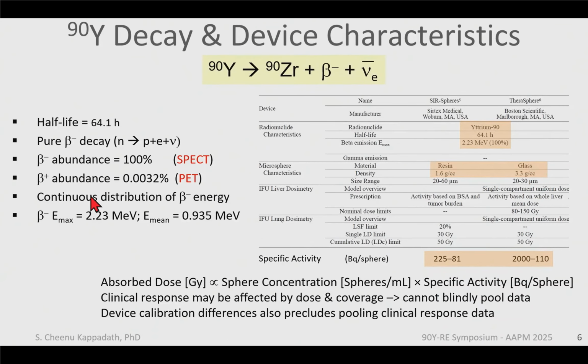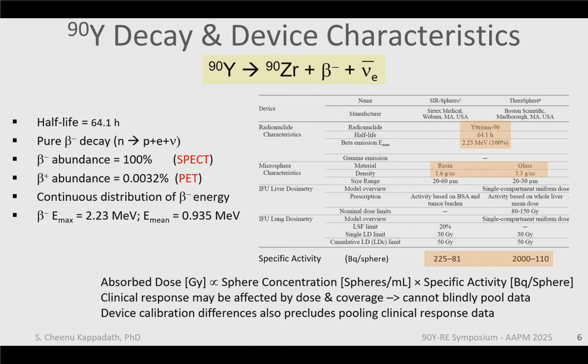Right now, there are two devices on the market. One is resin microspheres from SIRTex and the other is glass microspheres from TheraSphere. They both have yttrium-90. The major differences are the carrier. Resin is a little bit less dense at 1.6 grams per cc, while glass is a little denser at about 3.3 grams per cc. The other difference is that the specific activity in these particles can be quite different, and the ranges are illustrated below.